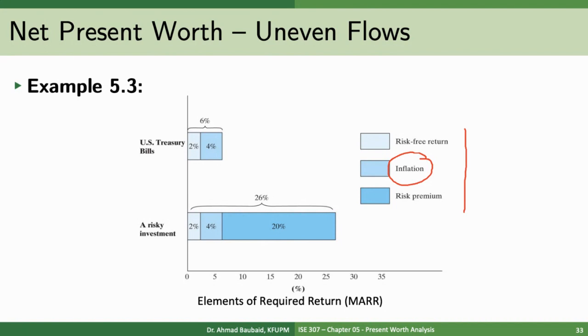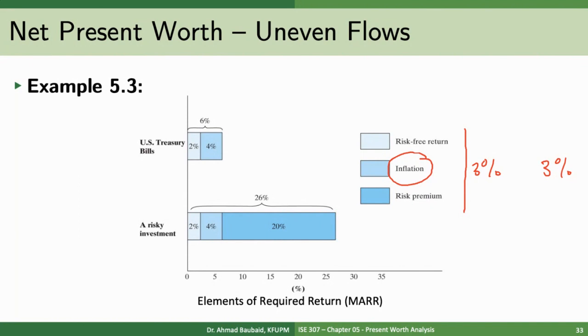My MAR, the rate of return that I want out of a project, has to at least beat the inflation rate. That means if the inflation rate is 3%, I should look for investments that give me a minimum of 3%. That's my starting point. I need some compensation to account for the loss in purchasing power due to inflation.